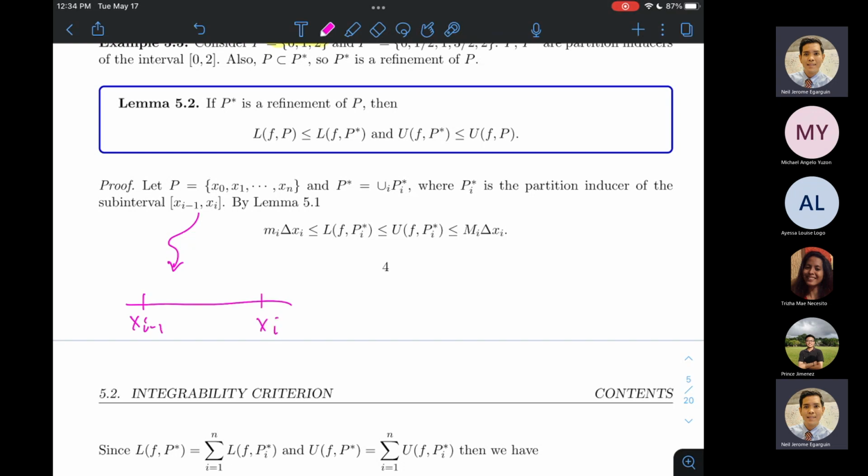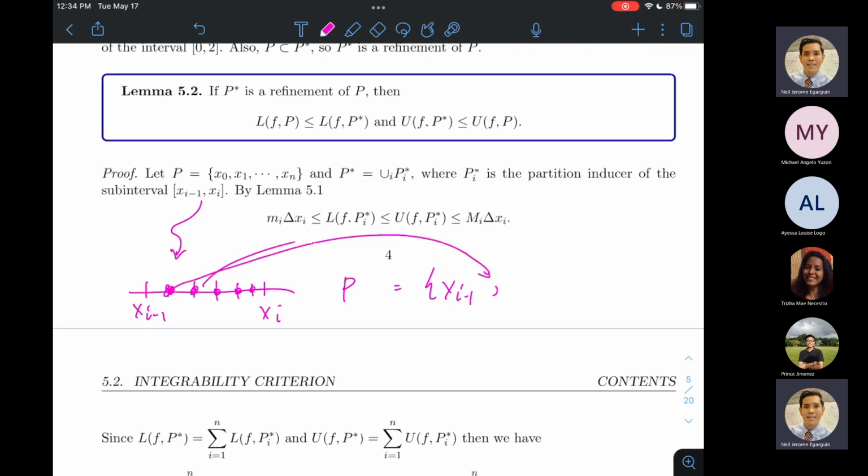Siya naman yung gagawan ko ng partition inducer. Pwedeng meron ako ditong x, at tawagin natin y. Ang hirap mag-number eh. So, basta magdadagdag lang ako dito ng mga points na partition inducer. Tapos yung set na x sub I minus 1, tapos itong point na to, itong point na to, itong point na to, itong point na to, hanggang makarating ako kay x sub I.